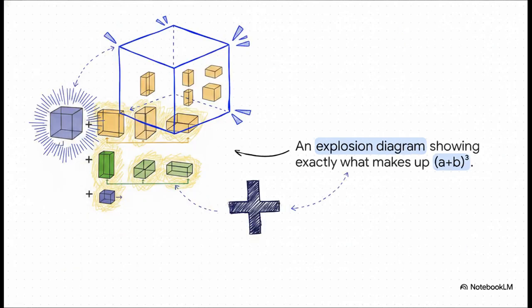Now look at this explosion diagram. This is the true aha moment. When you pull that giant (a + b) cubed apart, you see exactly what it's made of: one large blue cube representing a cubed, 3 yellow cuboids for 3a squared b, 3 green cuboids for 3ab squared, and finally that tiny little blue cube at the bottom to fill the last corner, representing b cubed. Seeing the giant cube break apart perfectly visualizes why the identity (a + b) cubed equals exactly what it does. It's literally just a spatial inventory of those blocks.